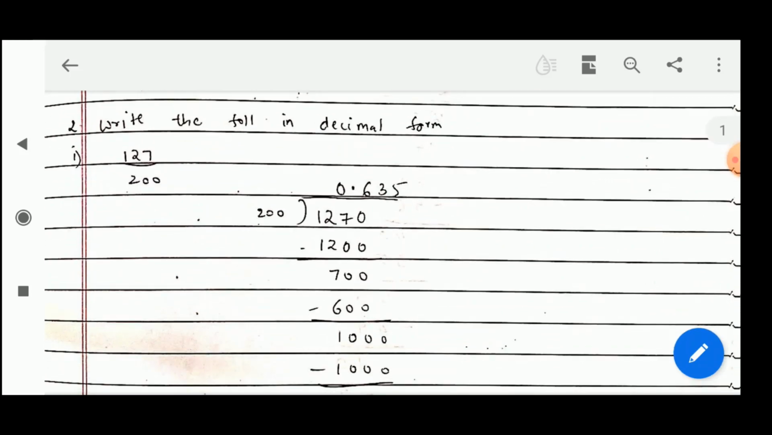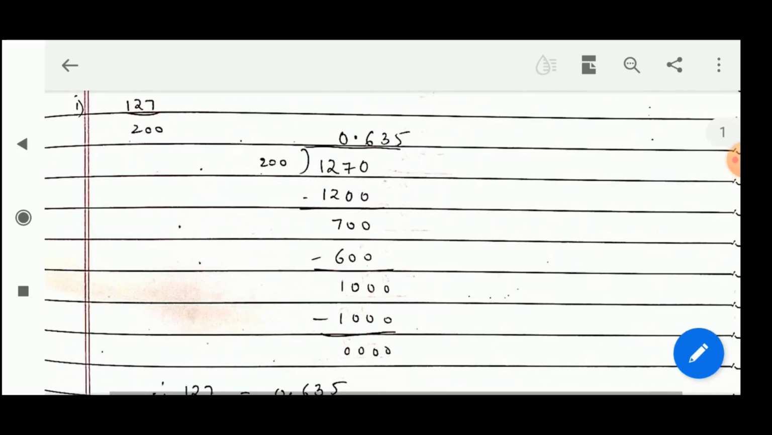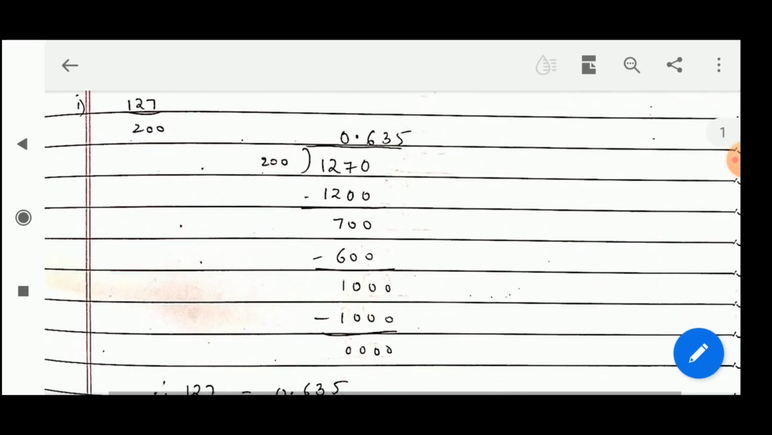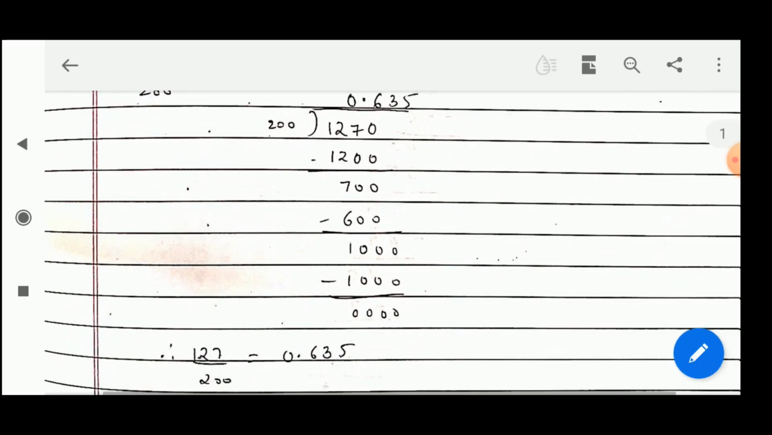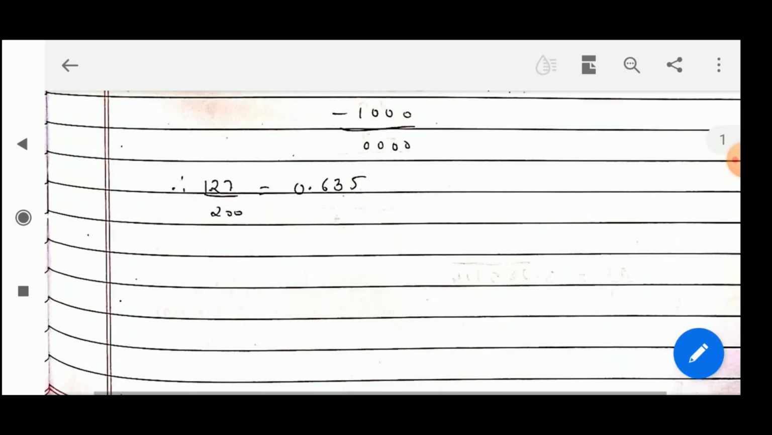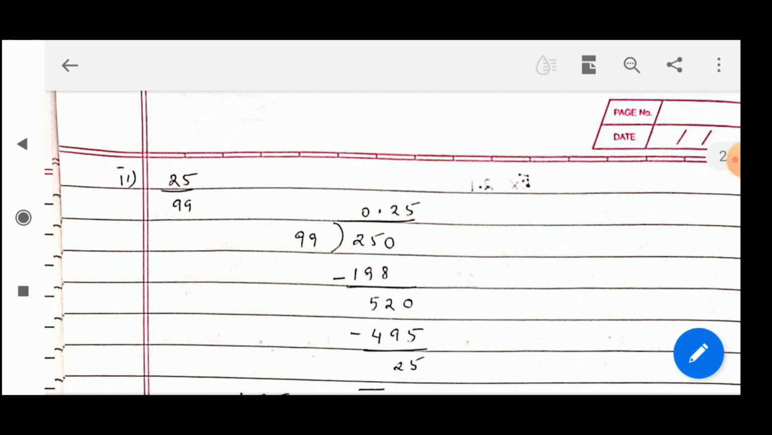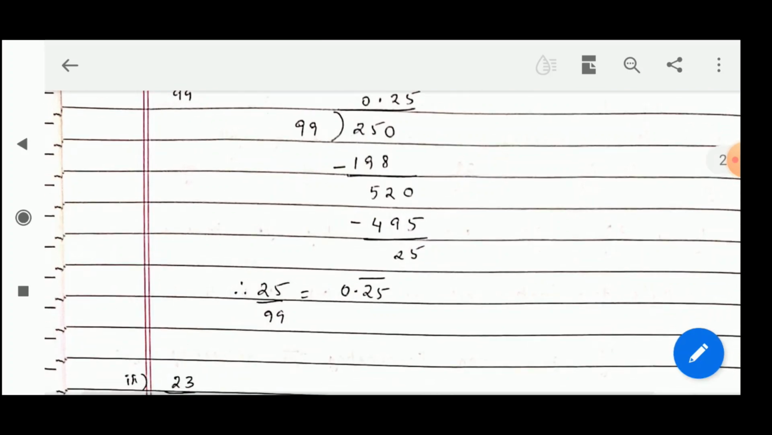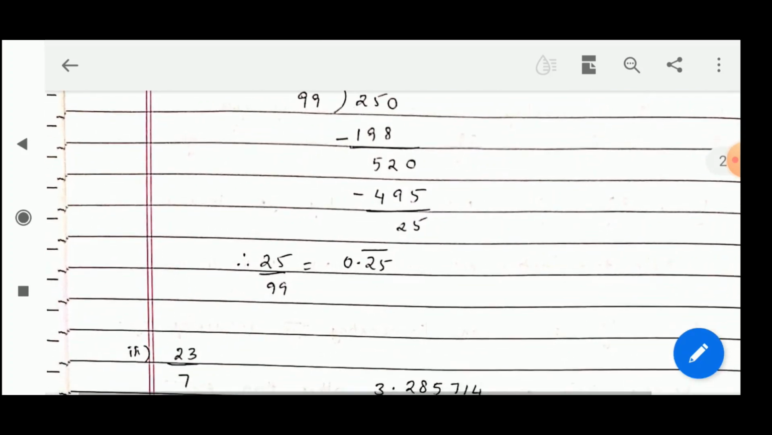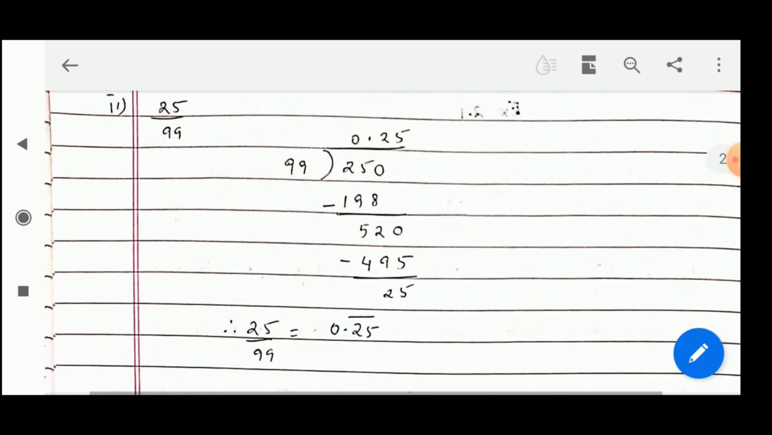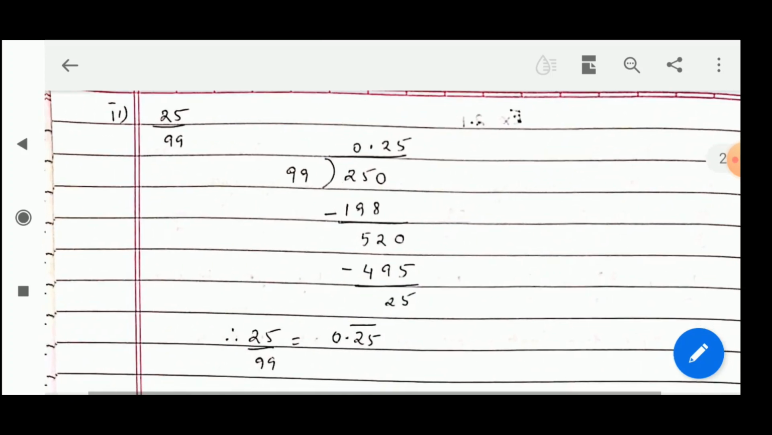127 upon 200. Just divide 127 by 200. So here you will get the answer 0.635. As in the normal division which you have learnt in the lower classes, we only have to perform the division. Then the second one is 25 upon 99. Divide 25 by 99. The decimal form is 0.25. You will keep on getting 25 here, so 25 will be the recurring part.